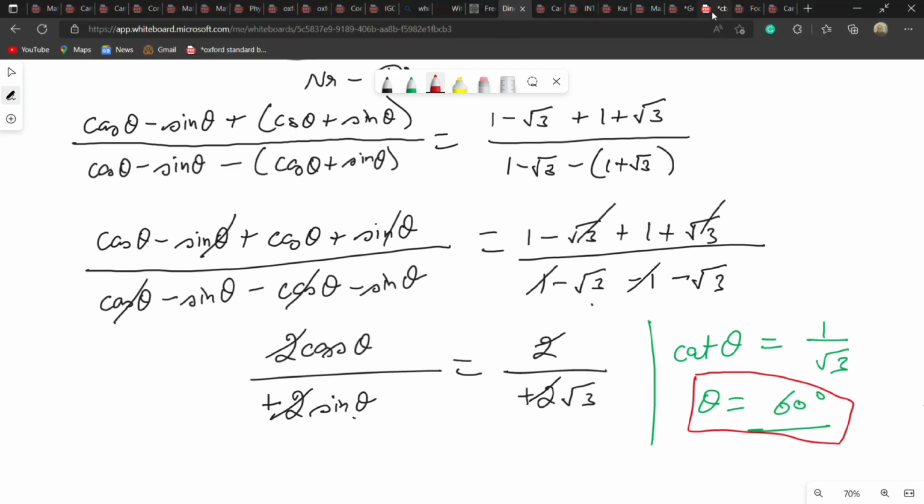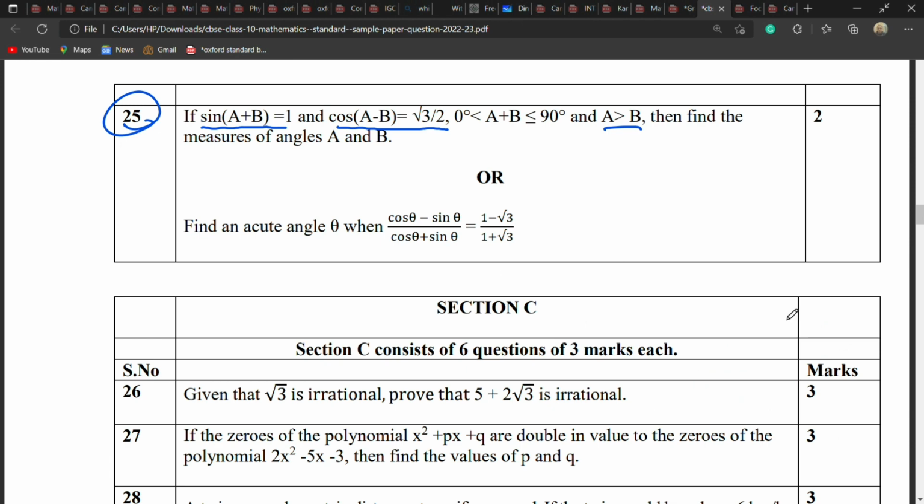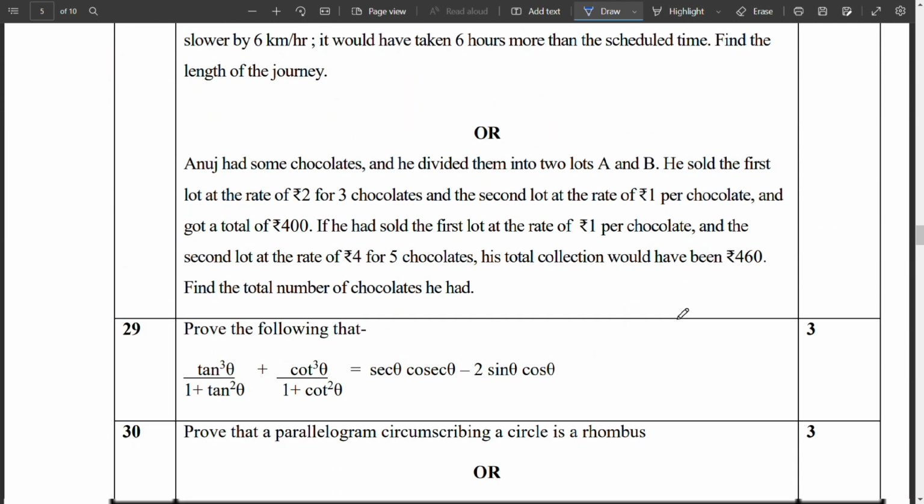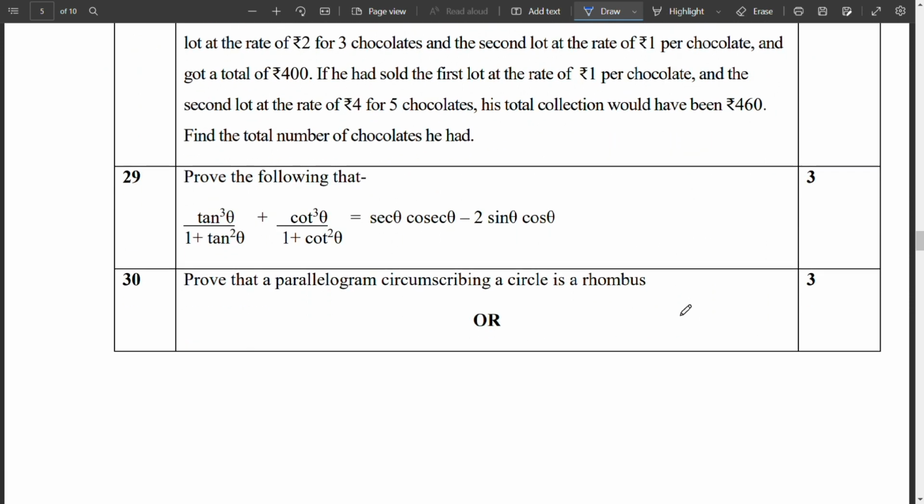Now coming to the question paper and doing the next question. The next question on trigonometry, let's scroll it down, is the 29th. And the question is, prove the following: tan cube theta upon 1 plus tan square theta plus cot cube theta upon 1 plus cot square theta equals secant theta cosec theta minus 2 sin theta cos theta.